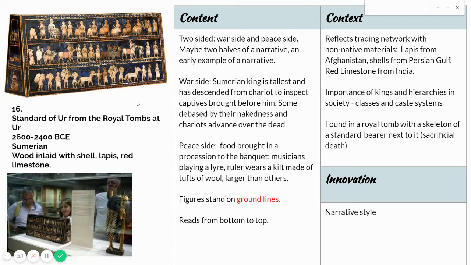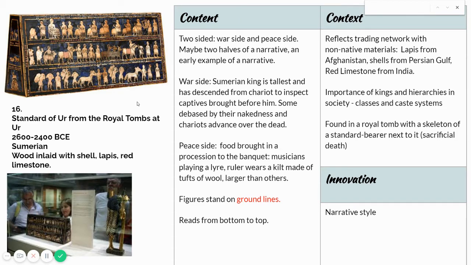Contextually, what we have here is a piece that is a perfect example of a trading network because everything here is made with non-native materials. The lapis comes from Afghanistan, the shells come from the Persian Gulf, and the red limestone comes from India. And it's even quite possible that the wood or the timber also had to come from somewhere else.